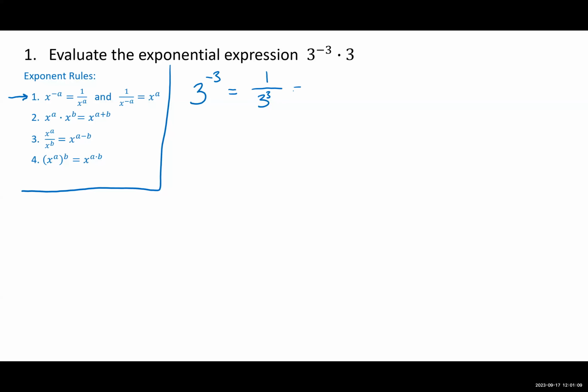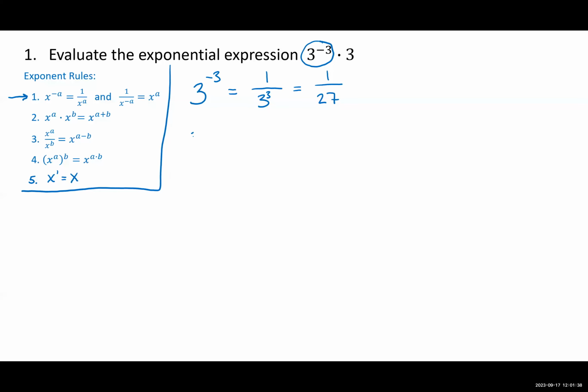Now, 3 to the 3rd power, that's 3 times 3 times 3. So 3 times 3 is 9, times 3 is 27. So that's 1 over 27. So that's just this first part. And then we're multiplying that by a 3. So I'm going to add a fifth rule here. And this one's a little bit more basic. Anything raised to the power of 1 is equal to itself.